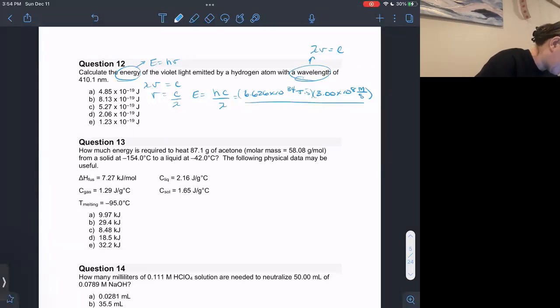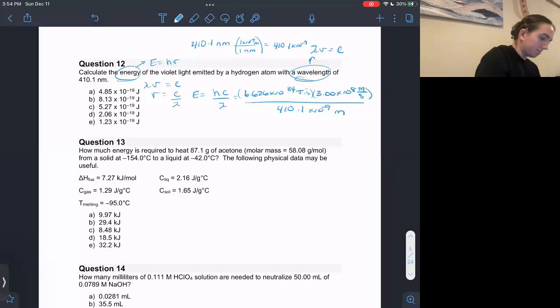And then divided by, okay, nanometers, I see I have meters in my speed of light. So nanometers can be times 10 to the negative 9. And I can prove that by doing 410.1 nanometers, and 1 nanometer is equal to 1 times 10 to the negative 9 meters. So that's 410.1 times 10 to the negative 9 meters. And then my seconds cancel out and my meters cancel out. So I'm just left with my joules, which is what I see in my answer choices.